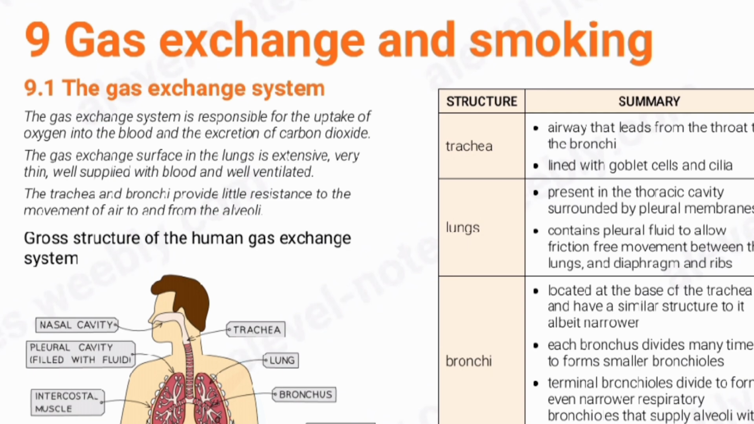So the things that you need to understand is the gross structure of the human gas exchange system. So we're talking about the main structure of the human gas exchange system. We start from the nasal cavity, then move on to the trachea, then from the trachea to the lungs, then from the lungs to the bronchi, then from the bronchi to the bronchioles. Then from the bronchioles, we move on to the alveoli. Then we have the ribs, the diaphragm, the intercostal muscles, and we also have the pleural cavity, which is filled with fluid.